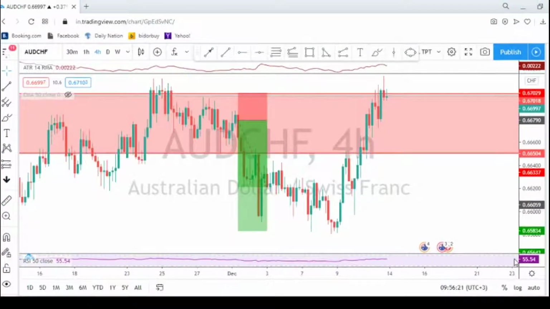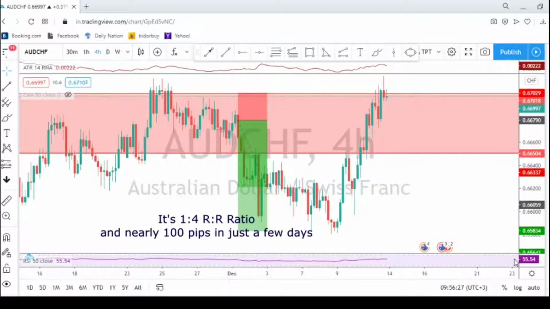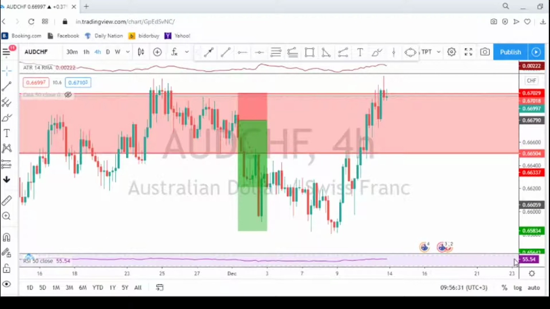What you see in the chart is one of the biggest wins in my trading career. It's a 1 to 4 risk to reward ratio, which means that if I win one trade and lose 3 trades of the same nature, I would still be profitable.